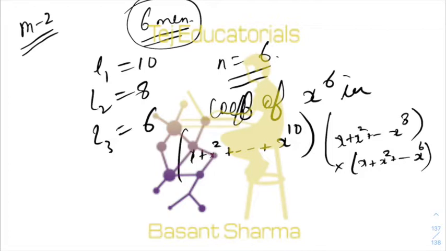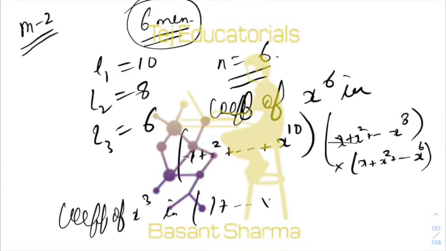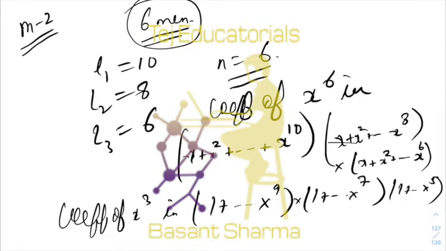So you can take x common from each of these. So basically you're looking at the coefficient of x³ in (1 + ... + x⁹)(1 + ... + x⁷)(1 + ... + x⁵). Okay, this is what you're looking at.